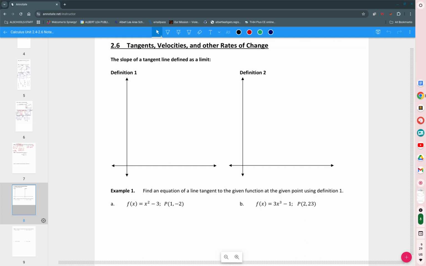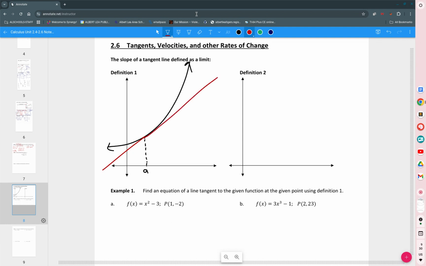Algebra focused. I love this lesson because we get to put everything together. Do you remember that? You do. Let there be a continuous function, and I would like to find the slope at point A of the tangent line. Very good with that?